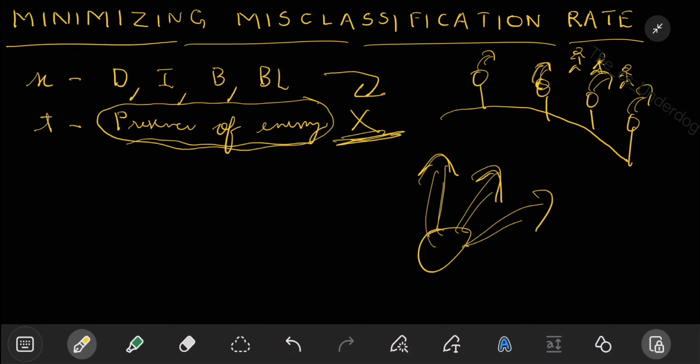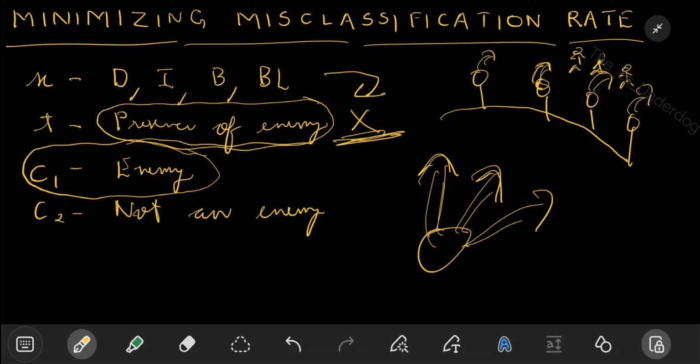So we put it into two classes, C1 and C2. C1 said it is an enemy, right? And what is C2? Not an enemy, right? So these were our two classes. Our idea is that we should be able to assign it to either the class C1 which says it is an enemy or the class C2 which says it is not an enemy, by making sure that the misclassification rate is the minimal. This is our final aim for this particular approach. We'll see a different aim in the minimizing expected loss approach.